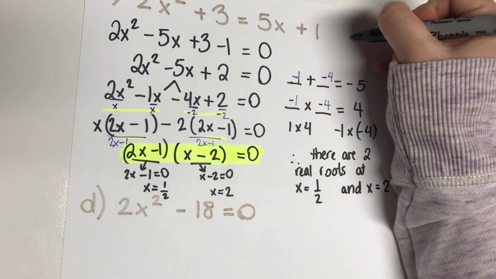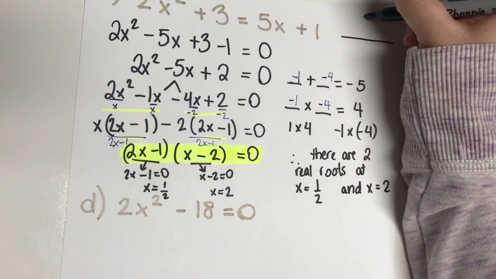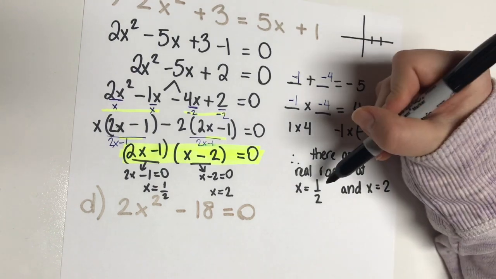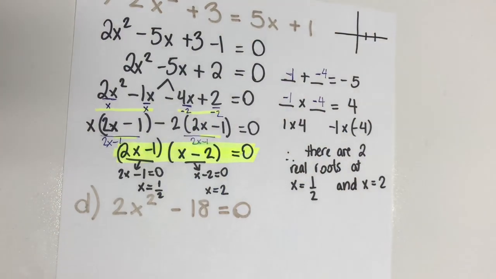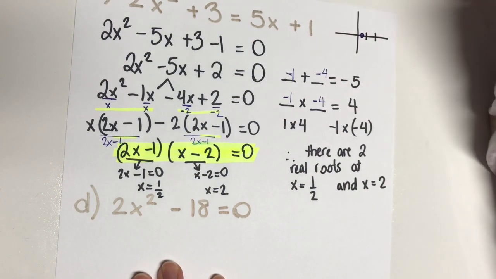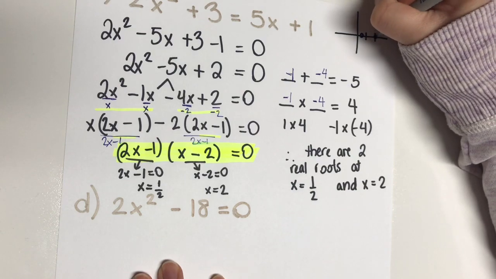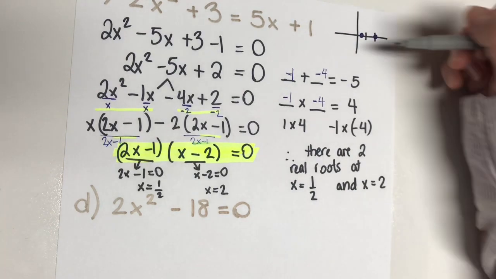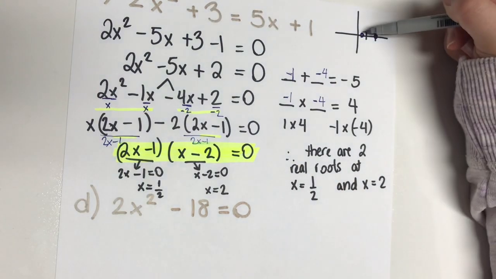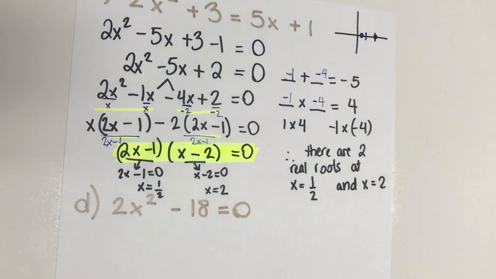And that just means that on the graph, I have one root at 0.5, and I have another root at 2. I don't have enough information to draw the rest of the parabola, but I mean I do. I'm just not going to go through it right now, but this is where my roots are.